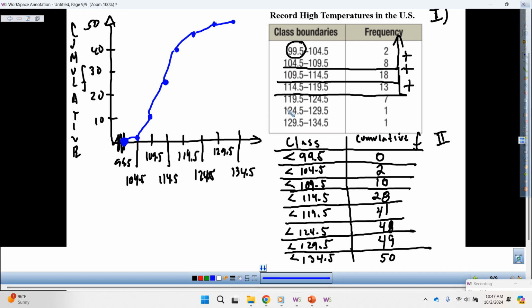Ogive, cumulative. Oh, we got it, right? Tonight, they're going to ask you to represent all 3 of them on one of the problems, and on the other one, only 2 types of graphs. All right? So, there you go.